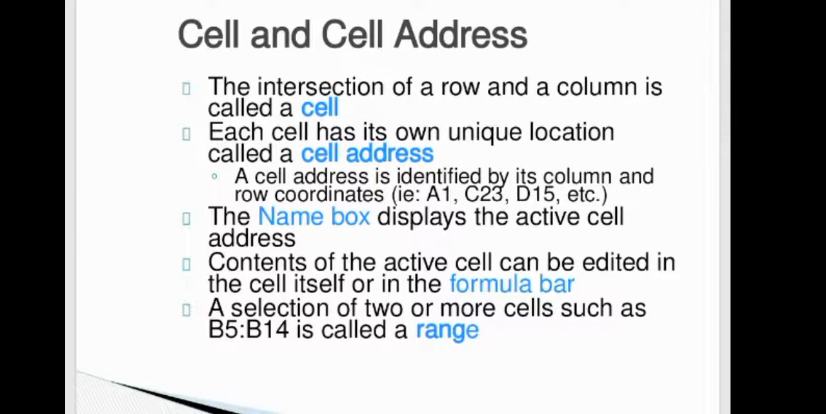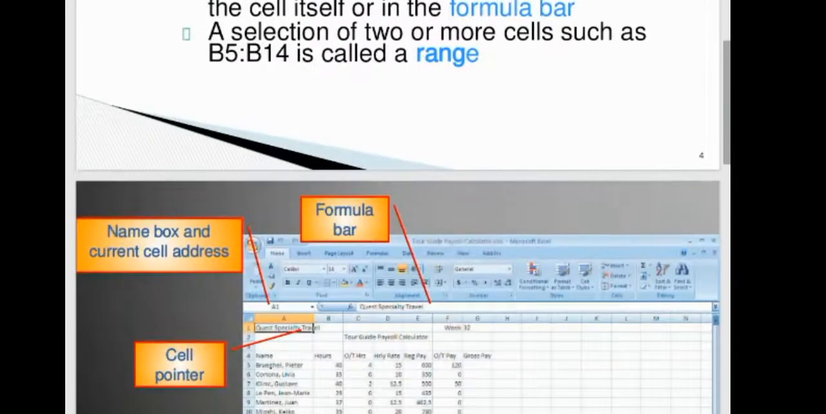Cell and cell address. The intersection of a row and a column is called a cell. Each cell has its own unique location known as the cell address. The name box displays the active cell address. Contents of the active cell can be edited in the cell itself or in the formula bar, and the selection of two or more cells is called a range.